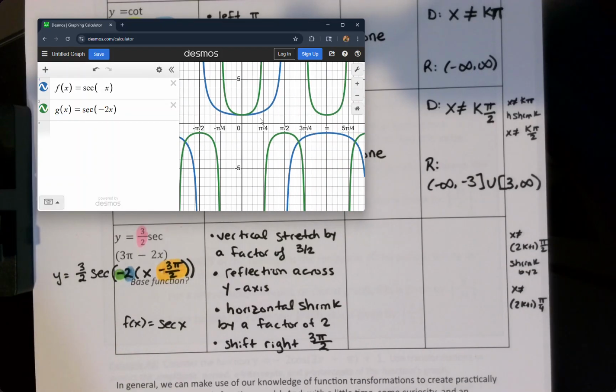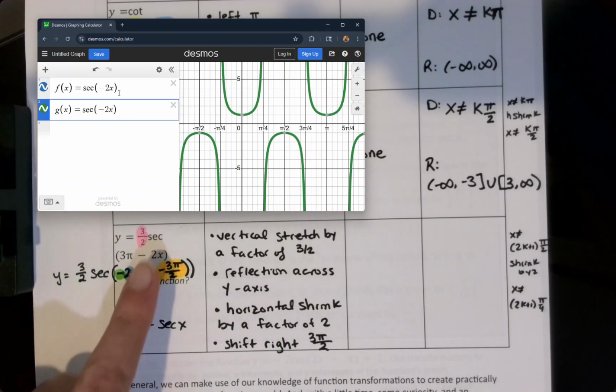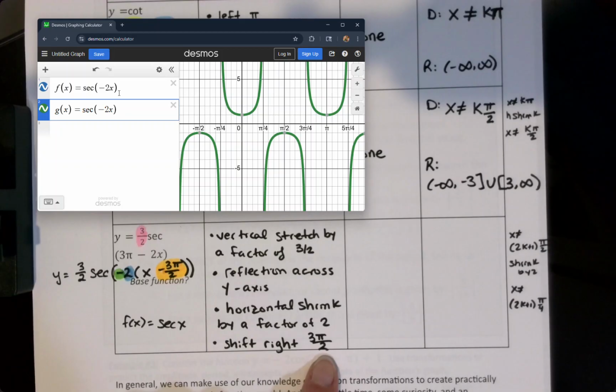Yep, on our green function, pi fourths and 3 pi fourths, the odd multiples of pi fourths are going to be where our asymptotes are. So that looks good. So let's implement that change, and we'll go on to the next change. The next change is going to have the shift to the right by 3 pi halves.